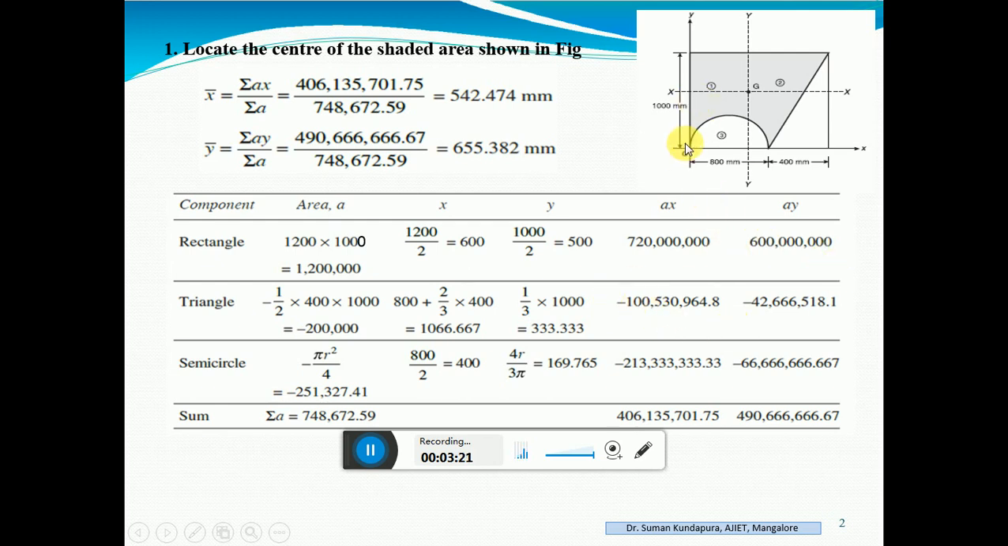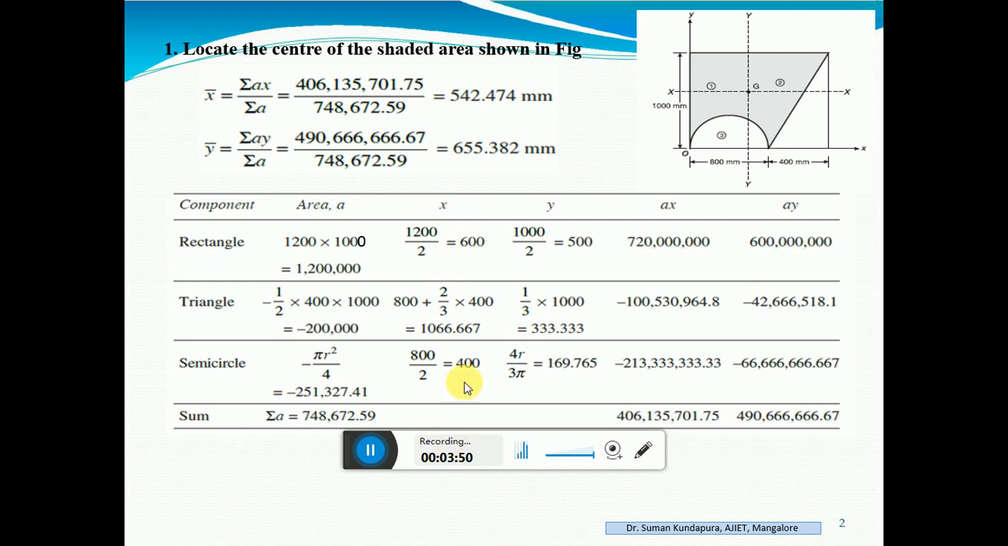Then move on to the semicircle. The semicircle area is given by pi r square by 4. Even here I have included a negative sign because this is also a cut-off portion, so we need to remove this. It is minus pi r square by 4. R is 400, so substitute here. So you will be deducting this portion from the entire rectangle.